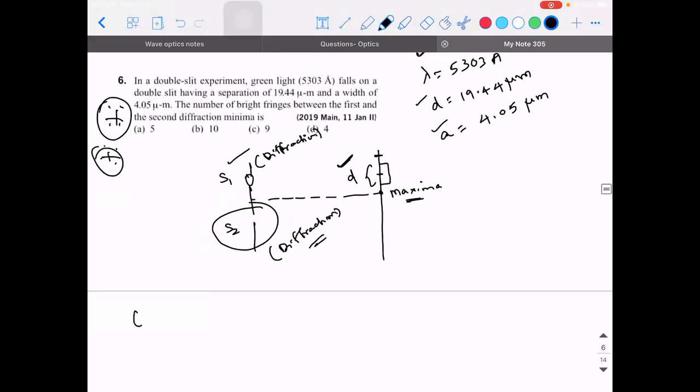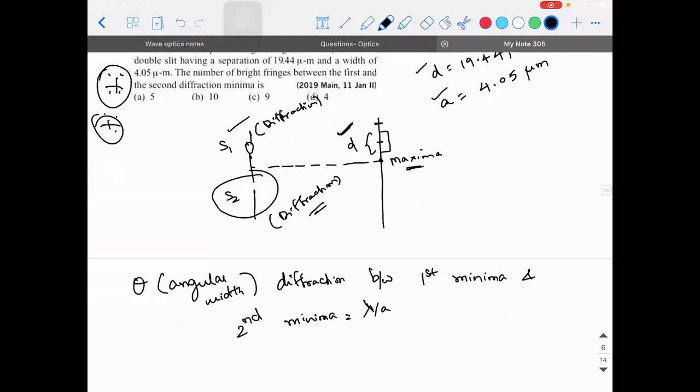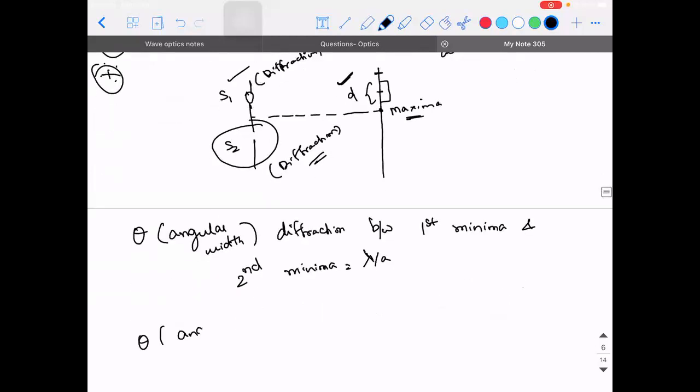It is nothing but the angular width, because I can find the angular width in the case of diffraction. Angular width in the case of diffraction between first minima and second minima is how much? Anybody? What is the angular width between two successive minima? It is lambda divided by a.